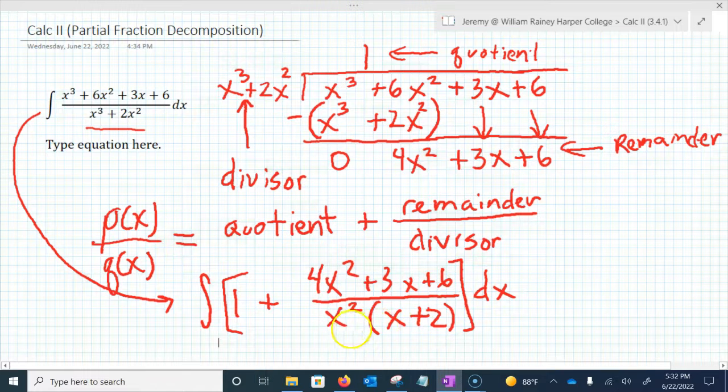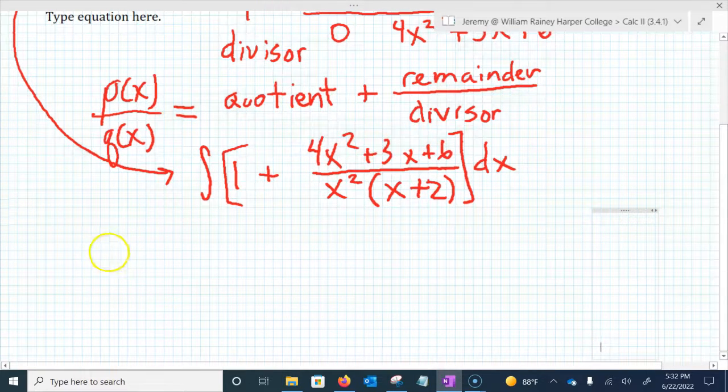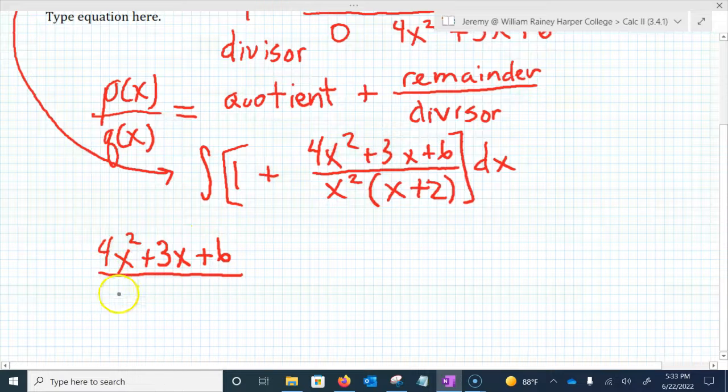Here I've got a numerator that is degree 2. The denominator is degree 3, because that's an x plus 2 to the first power. Notice this is a repeated linear factor. Okay, that's a repeated linear factor. So when I do this, I'm going to rewrite. I'll forget that there's an integration. So I'm going to rewrite 4x squared plus 3x plus 6 over, I'll just realize that this is a linear factor.